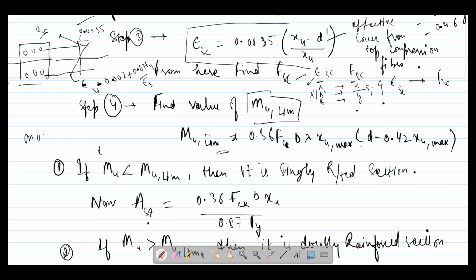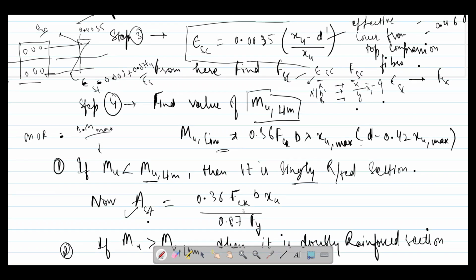Mu is nothing but the moment of resistance. Moment of resistance is nothing but the maximum bending moment that a section of the beam can resist. Now if the maximum bending moment value that a section can resist is less than this Mu limiting value, then we can say that the section is singly reinforced. For that singly reinforced section, we'll directly calculate this Ast value that is given in this formula.